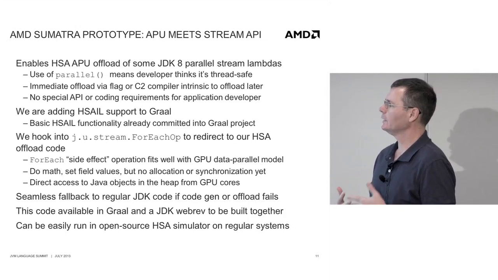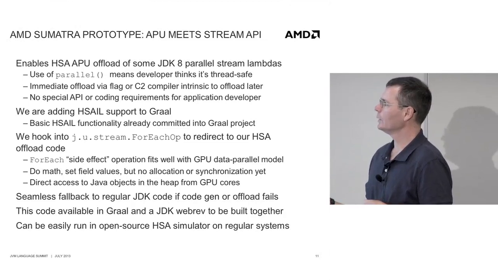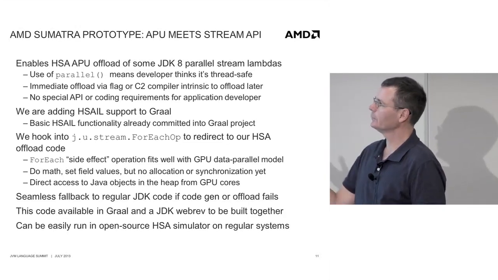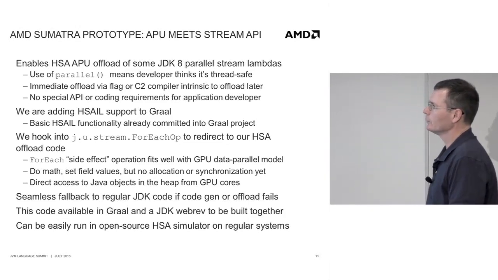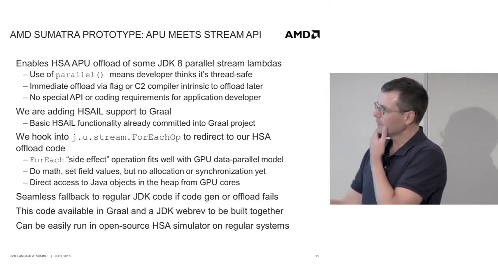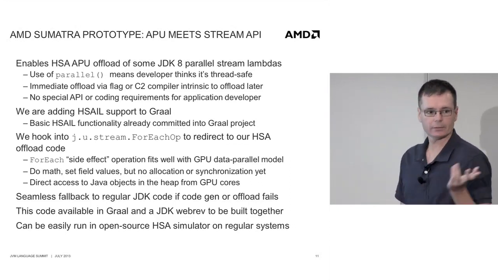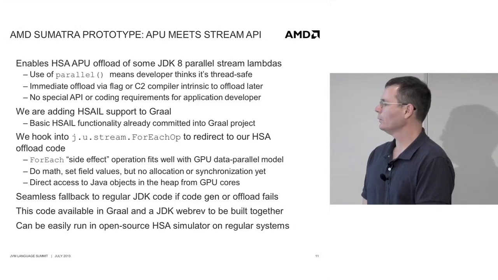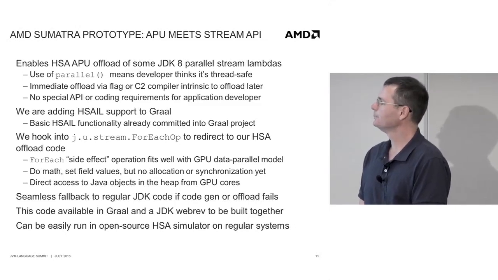The mechanism that we do it, we can either force offloading immediately by modifications in the JDK code, or we also wrote it as a C2 compiler intrinsic that could kick in later. But it's just done by invocation count, and it's not done by any kind of analysis of the algorithm. But this was nice because it doesn't require any special coding. It's just a regular JDK8 parallel stream Lambda that we can offload. We did this by adding HSAIL support to Graal, and Vasanth is going to cover that in the next session. And a lot of that work is already checked in, so you can check it out now and build the whole system and run it under the simulator that I talked about earlier.